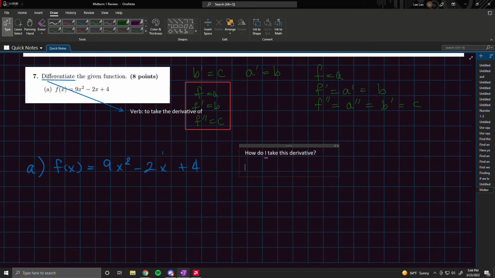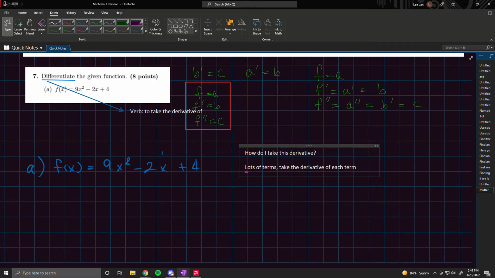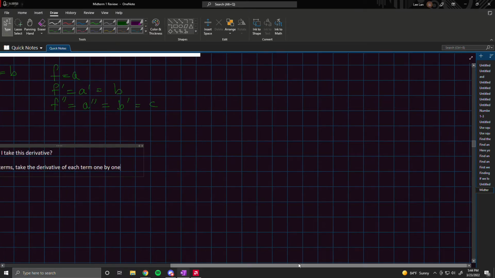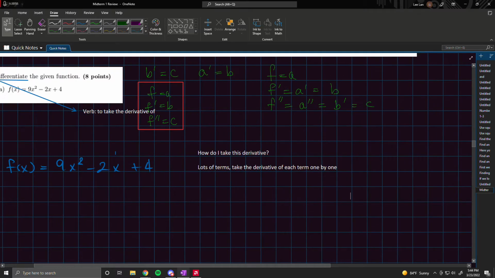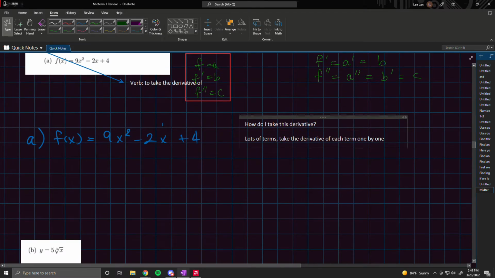Well, if you have lots of terms, you take the derivative of each term one by one. Okay? So what's the derivative of 9x squared? Well, this is the power rule.